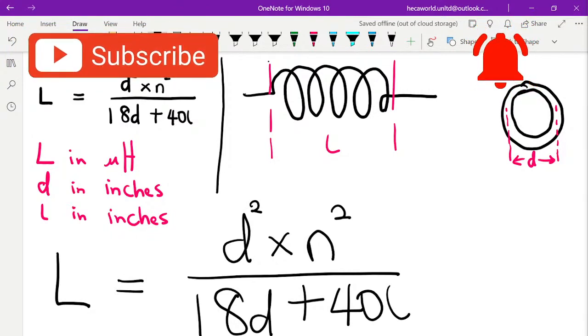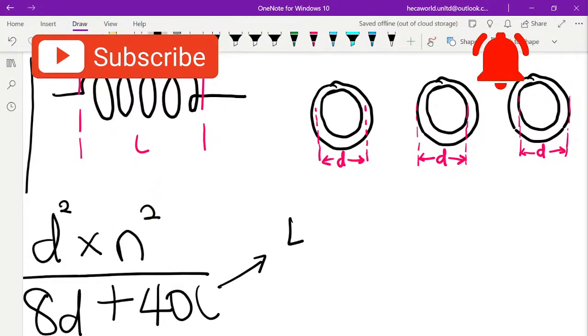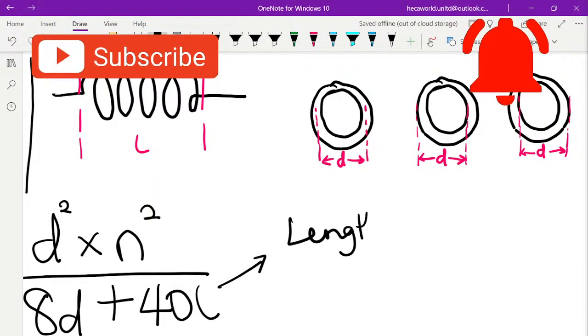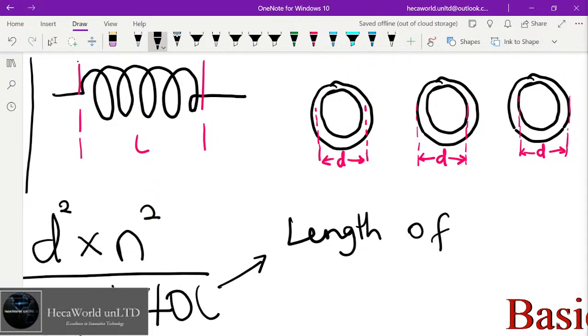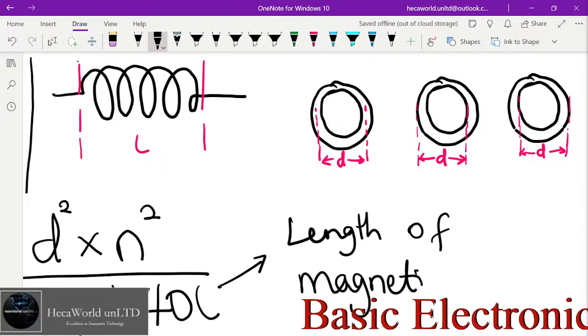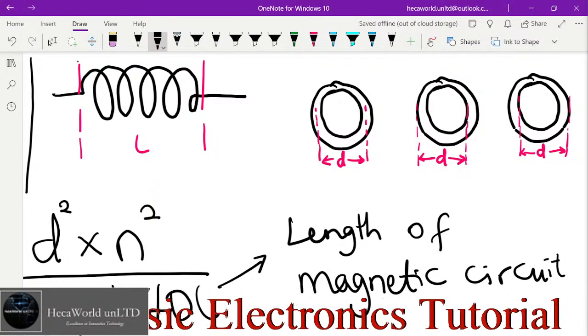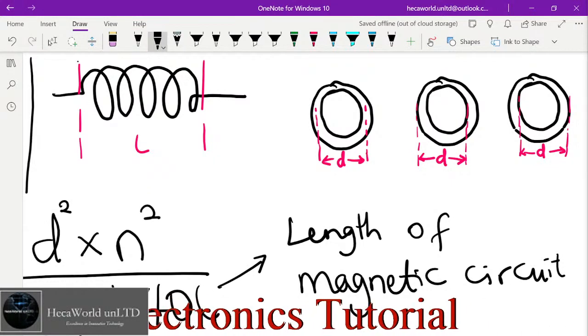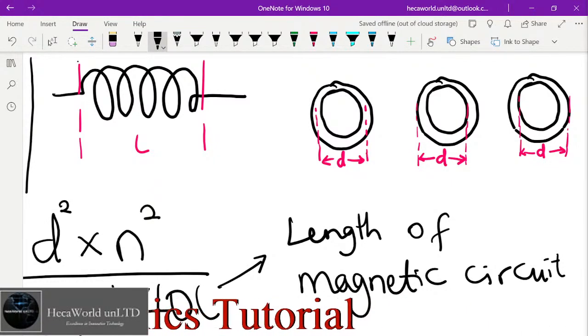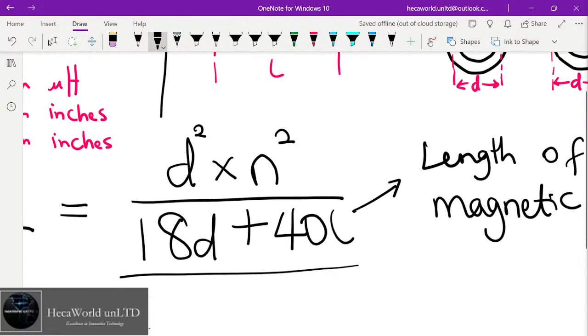The L here is the length of the magnetic circuit. So this is the length of the magnetic circuit, and we're going to explain everything so it's easier to understand and to follow.